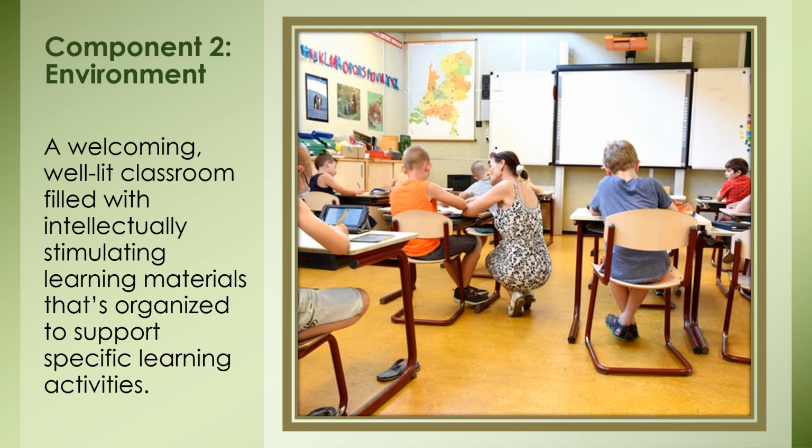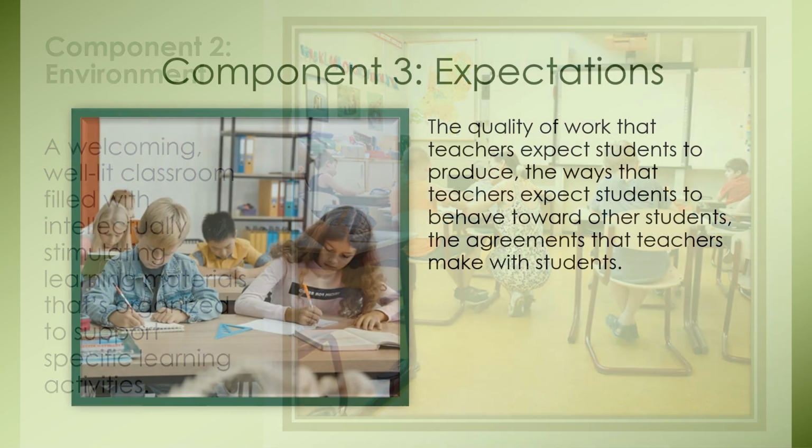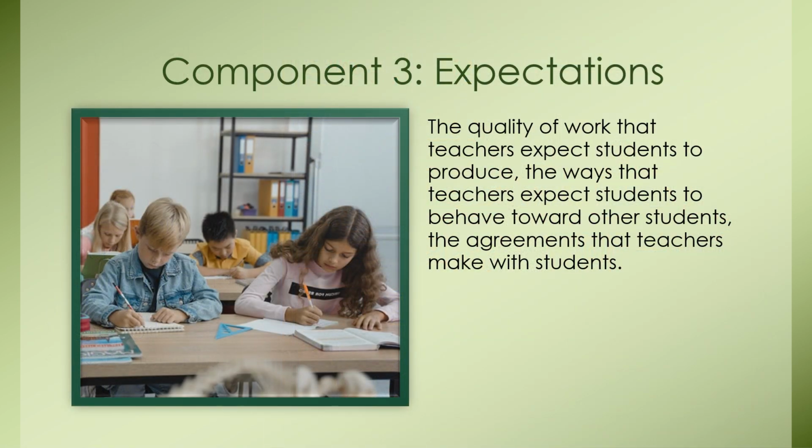Component 2 pertains to the classroom environment. Is it well lit? Is it filled with stimulating learning materials? And is it organized? Component 3 pertains to the teacher's expectations of his or her students. The quality of work that teachers expect students to produce, the ways that teachers expect students to behave towards other students, and those agreements that teachers make with the students.